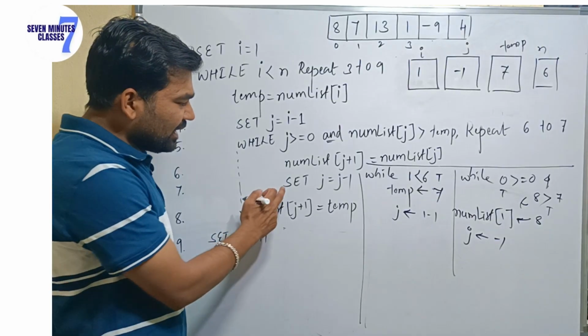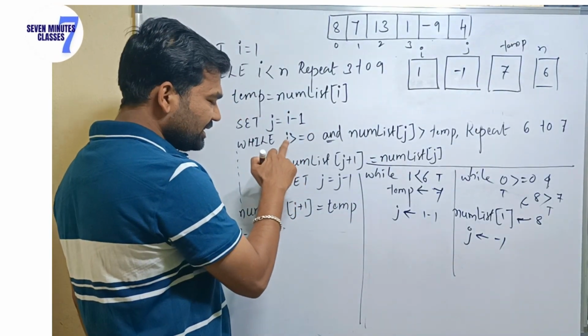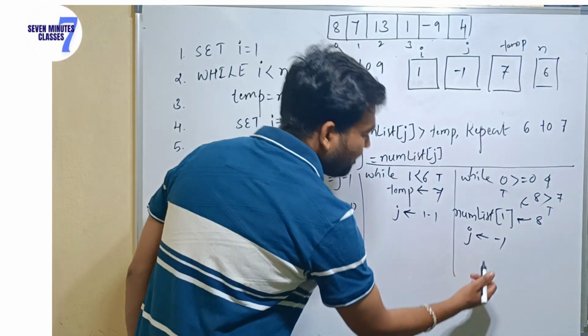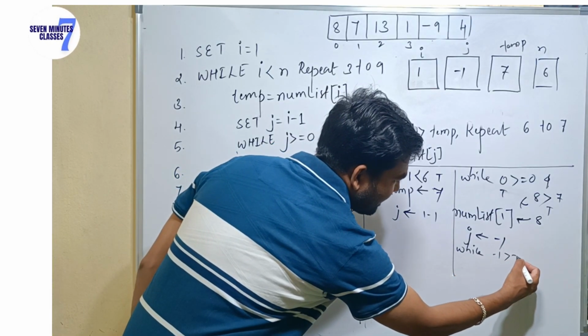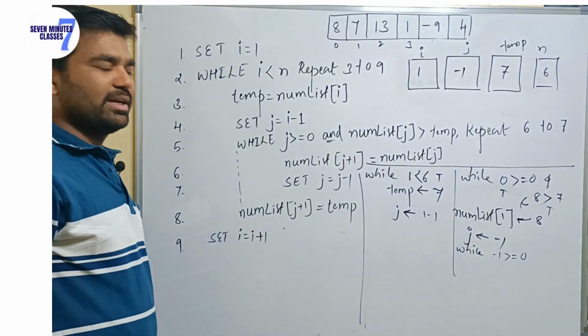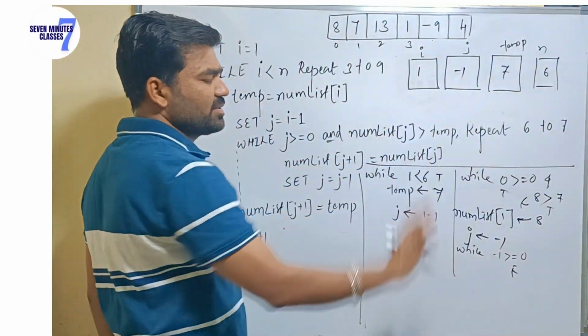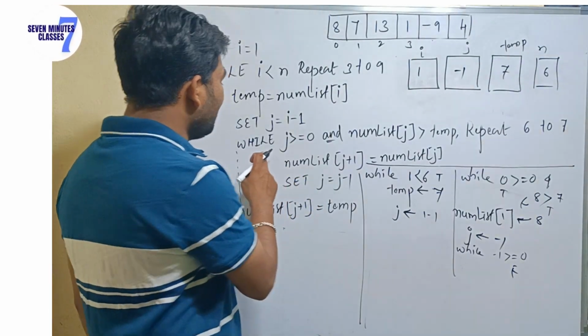But not yet completed. Again I have to go back to the loop. So check the condition j greater than or equal to 0. Then what is the value of j? Minus 1. So let me write: while minus 1 greater than or equal to 0, it is false. If it is false, no need of checking the other part, of course that will be false only. Then I'll come out of the while loop.